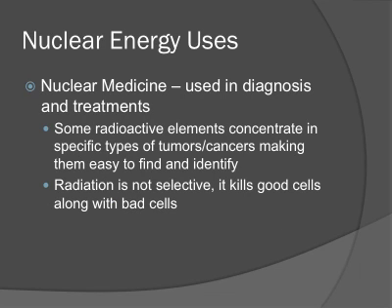Nuclear medicine is used in diagnosis and treatments. Some radioactive elements concentrate in specific types of tumors and cancers, making them easy to find and identify. I talked about iodine a little bit. Okay, it goes straight to your thyroid. They also use boron when you have a brain tumor, because boron is not radioactive. You don't want a radioactive isotope in your brain. But boron acts as a good moderator, so it can pinpoint things a little bit easier.